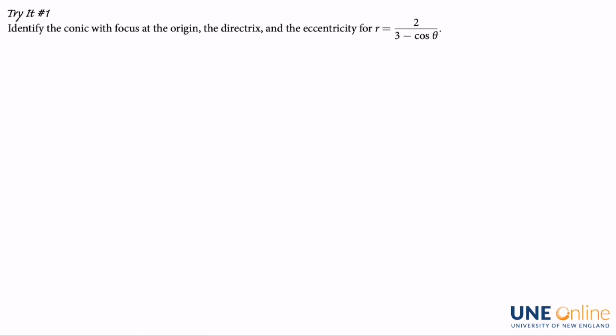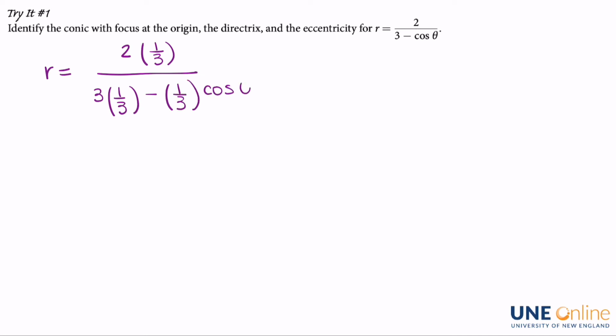So let's go ahead and first try to get this into standard form. The standard form of our conic polar equations has the first constant value in the denominator as a 1. So I'm going to rewrite this equation with a 1 in the denominator by multiplying the entire equation by 1/3 in the numerator and 1/3 in the denominator. So in the numerator, 2 times 1/3. In the denominator, we'll have 3 times 1/3 minus 1/3 cosine of theta.